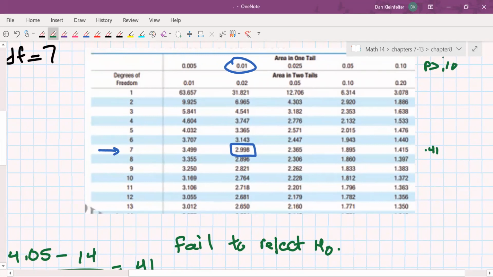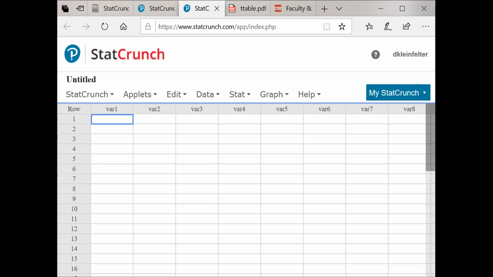Okay. All right, so what I want to do next is show you how you could use StatCrunch to do the whole hypothesis test. So let's see that now. All right, so I've started up StatCrunch here, and so let's start by putting in the data. I'm actually going to change the column label to be cereal for this. And then let's go ahead and put in the data.